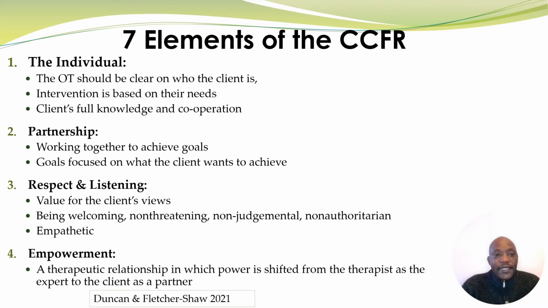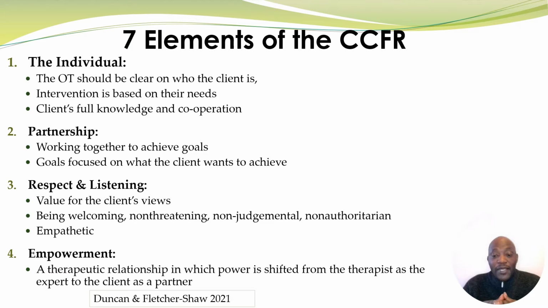Moving on to the 7 elements of the client-centered frame of reference. The first one is the individual. It is important for the therapist to be very clear on who the client is. So when we're using this frame of reference, sometimes the client is an individual, it can be a group of people, it can be a family, it can be a community, it can be a population. So it's important to be very clear on who the client is. And all the interventions need to be based on the needs of the specific client.